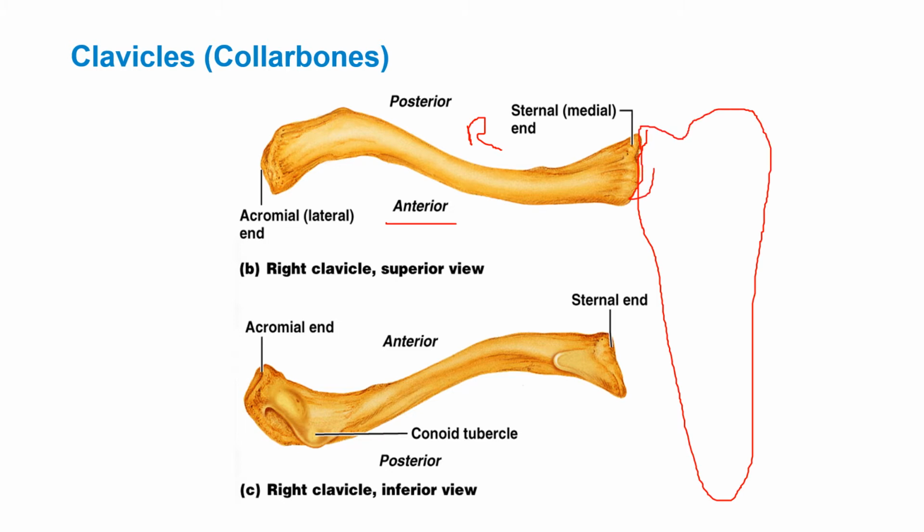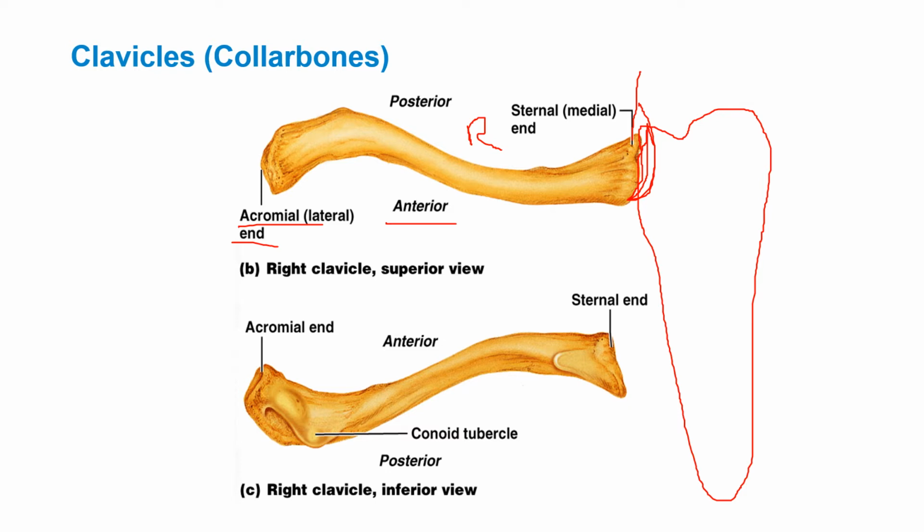Right at the top there's a joint, and this is the sternal end of the clavicle right here. This is the acromial end of the clavicle here. It's going to articulate with the acromion process of the scapula.